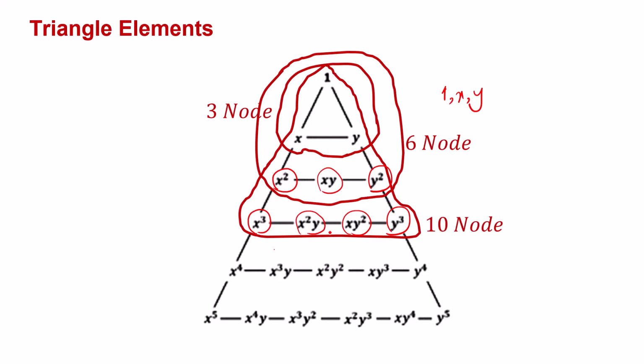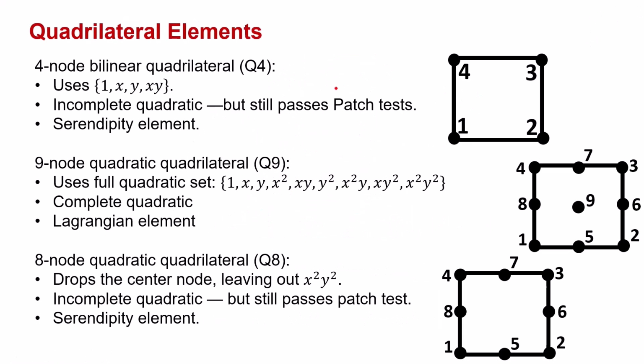So what this diagram really shows is a simple but powerful idea. As we increase the number of nodes, we increase the polynomial order of the shape functions and therefore the completeness of the element. This is exactly why higher order elements perform better in problems with strong gradients or curved deformation patterns. Let's now look at quadrilateral elements and how completeness and the patch test apply to them.